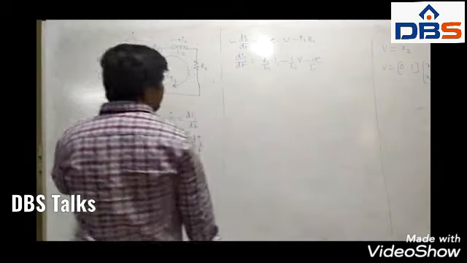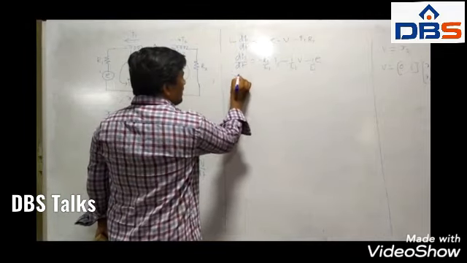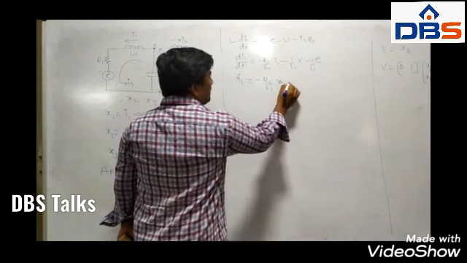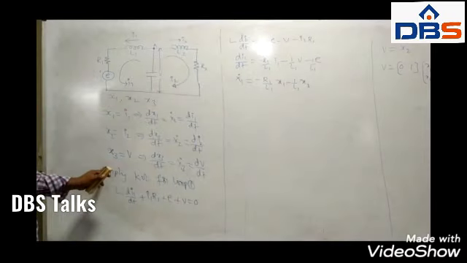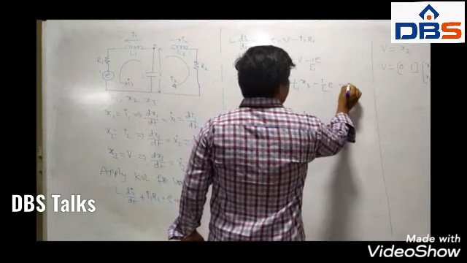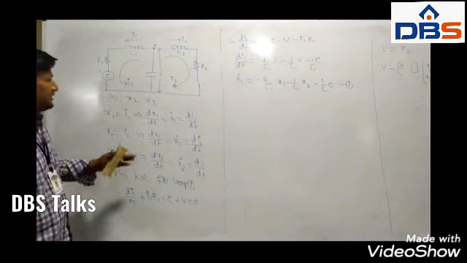Now substitute the state variables. di1 by dt is x1 bar. So x1 bar equal to minus R1 by L1 x1 minus 1 by L1 x3, since V is nothing but x3, not x2, and minus 1 by L1 E. So this is equation 1, the state equation for loop 1.